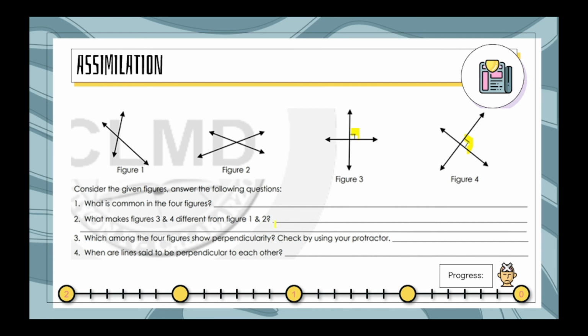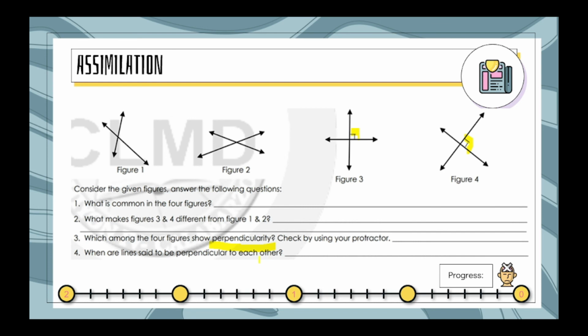Right. Next, number 3. Which among the 4 figures show perpendicularity? Alin dito sa figure 1, 2, 3, and 4 ang nagpapakita ng perpendicular? Remember, pag perpendicular, ang measure ay 90 degrees. Kahit di ka gumamit ng protractor, kita mo naman doon sa symbol. Write your answer, number 3.